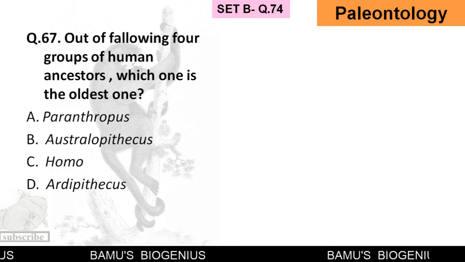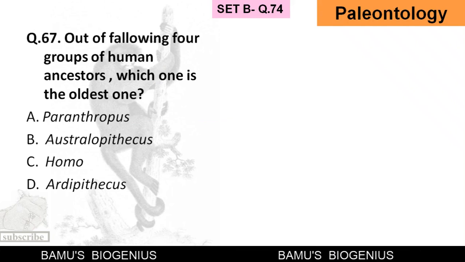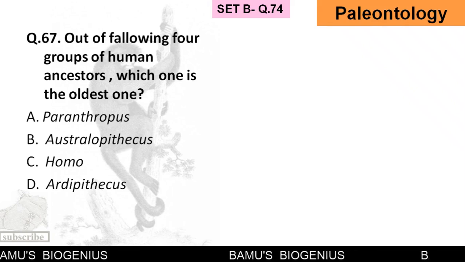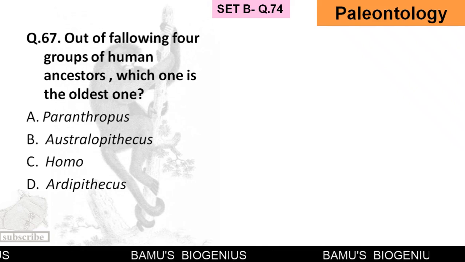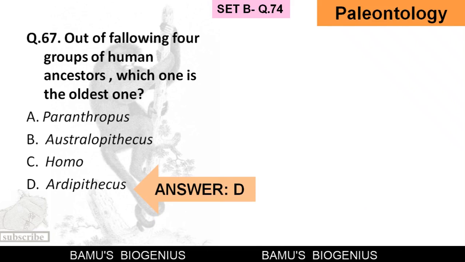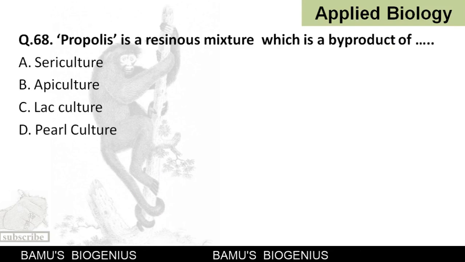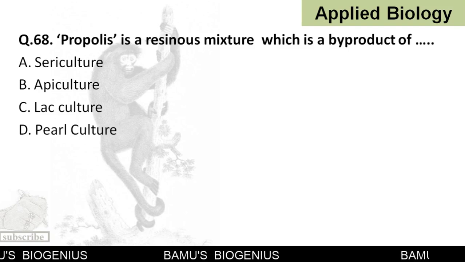Then question number 67, out of the following four groups of human ancestors, which one is the oldest? Paranthropus, Australopithecus, Homo, or Ardipithecus. All these are genera of our human ancestors. So the oldest one is Ardipithecus. Answer is D. Now question number 68. Propolis is a resinous mixture which is a byproduct of sericulture, apiculture, lac culture, or pearl culture? So the answer is apiculture.